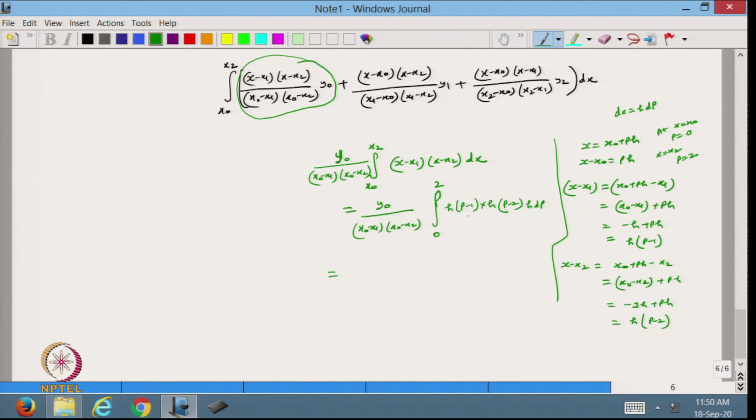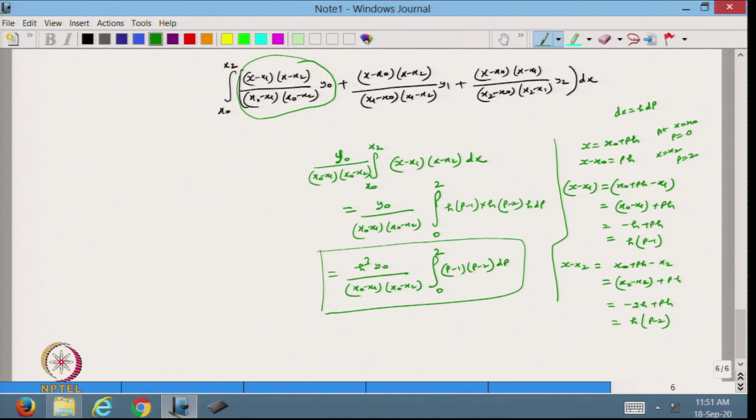So, from here I can take h and h common, giving h cube y0 over (x0 minus x1)(x0 minus x2), the integral from 0 to 2 of (p minus 1)(p minus 2) dp. So, this is the integration we need to find out. Similarly, we can define the integration for the other two terms. So, we will stop here.